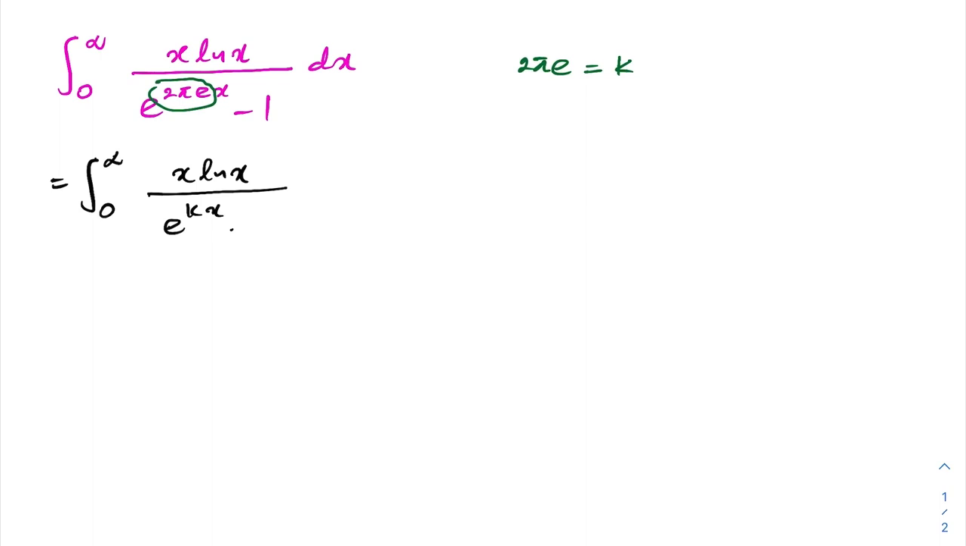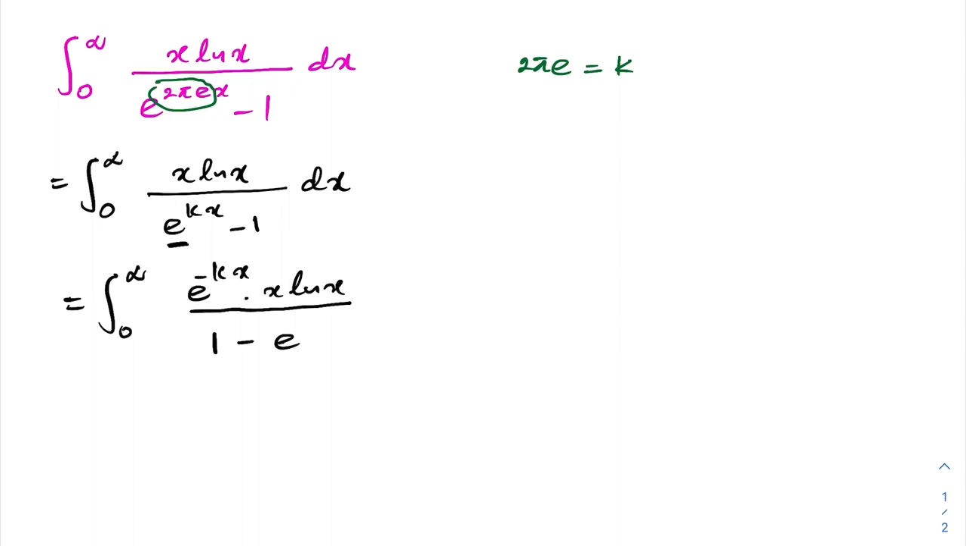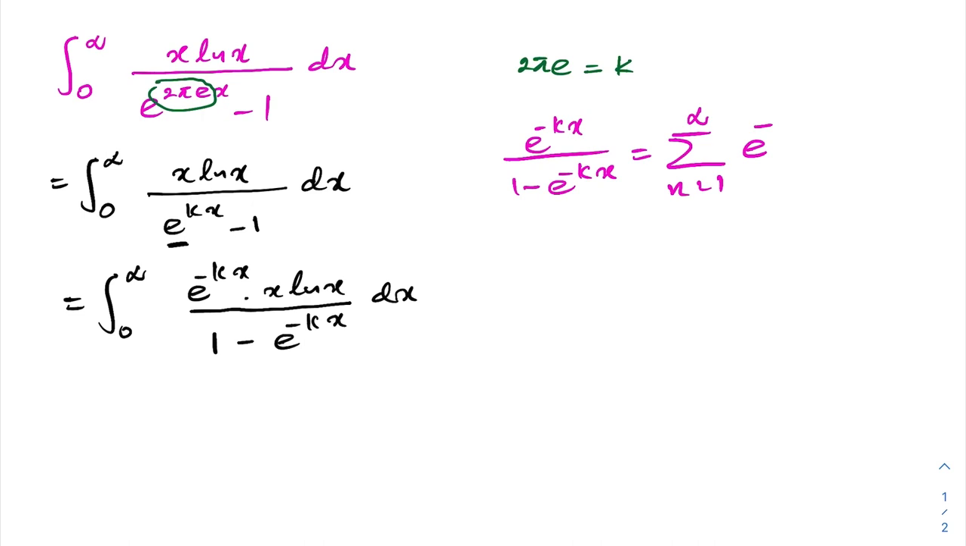Now both numerator and denominator I'm going to multiply by e to the minus kx. So we have the integral from 0 to infinity of e to the minus kx times x times natural log of x over, if you multiply by e to the minus kx, we have 1 minus e to the minus kx dx. Okay, then we know e to the minus kx over 1 minus e to the minus kx is equal to the sum of n equals 1 to infinity of e to the minus knx.